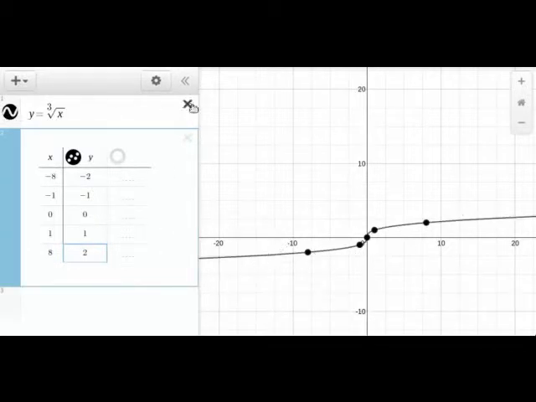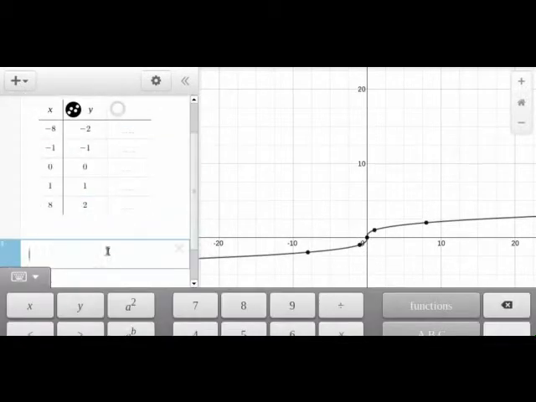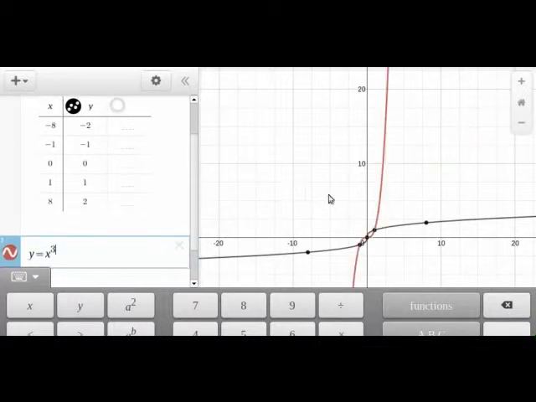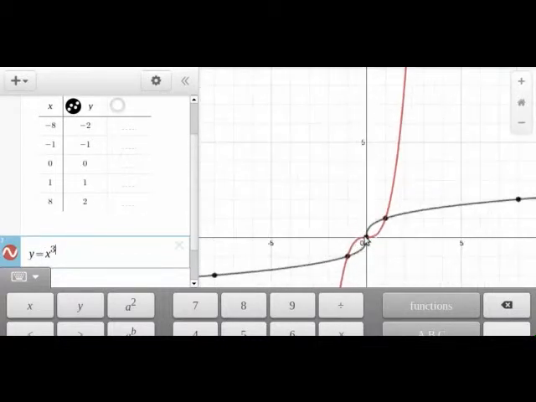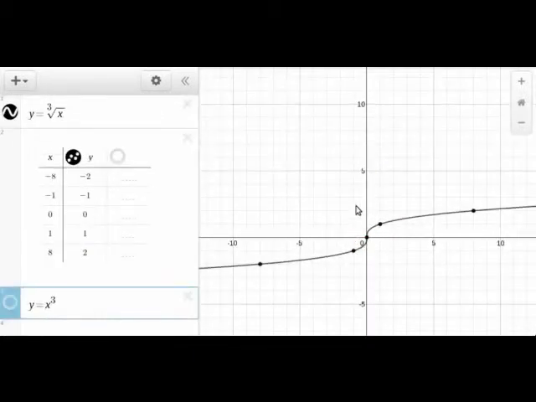And you'll probably recognize that that is the inverse of y equals x cubed. You see how those are the inverse? If I scroll way in, you can see they're kind of a reflection of each other. I'm going to get rid of that y equals x cubed. So this is what we're starting with, and we're going to transform that from there.